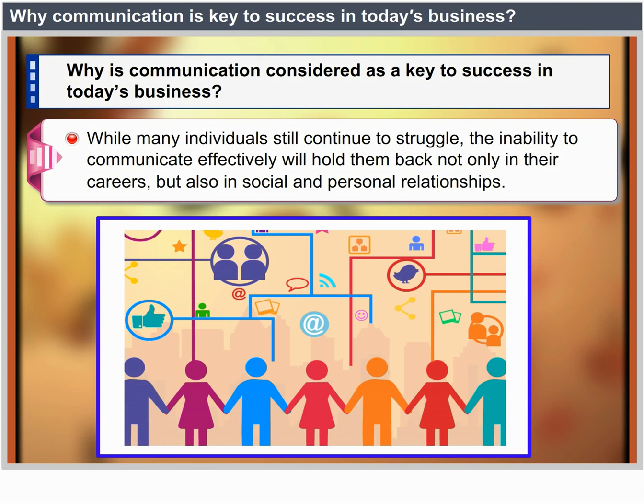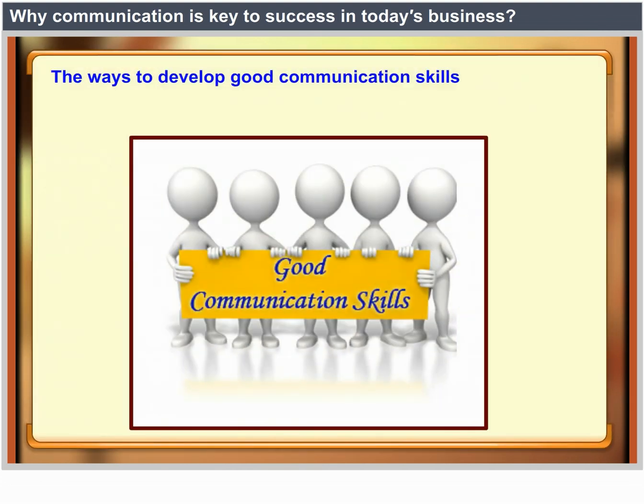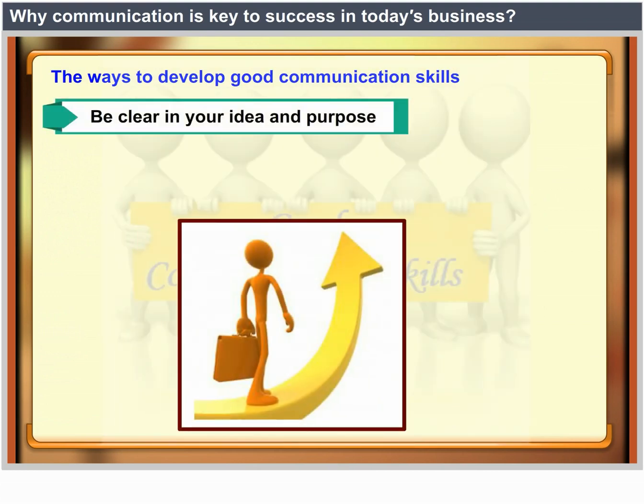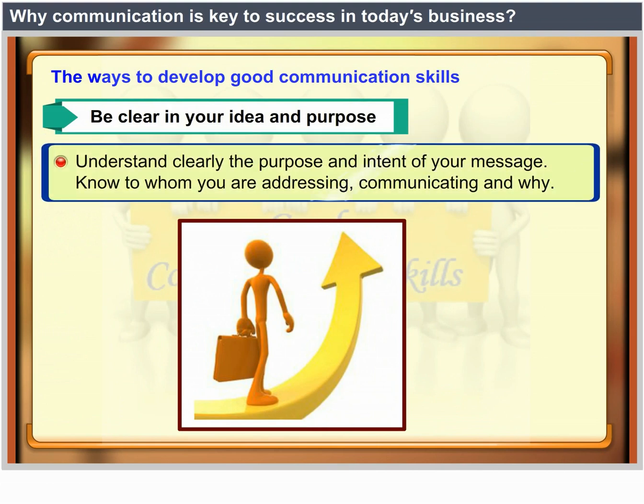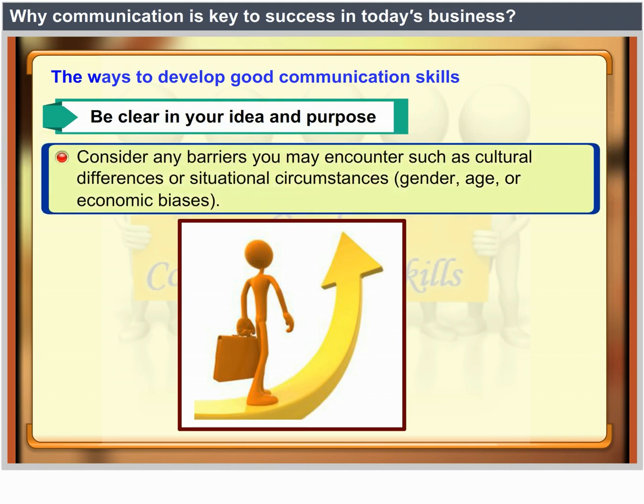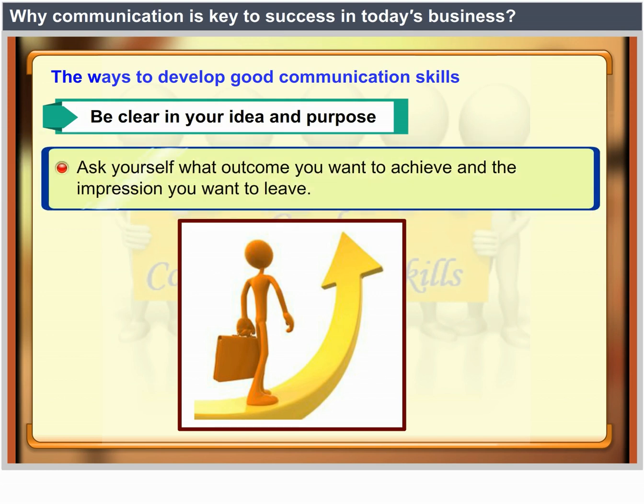The steps for acquiring good communication skills. Know what you want to say and why. Understand clearly the purpose and intent of your message. Know to whom you are communicating and why. Consider any barriers you may encounter, such as cultural differences or situational circumstances, gender, age, or economic biases. Ask yourself what outcome you want to achieve and the impression you want to leave.